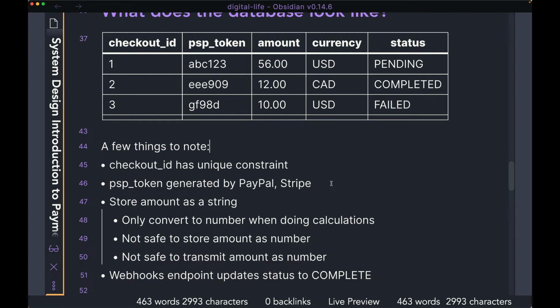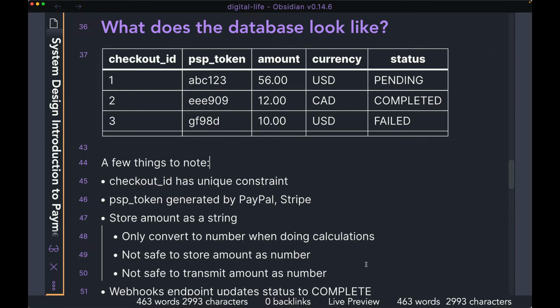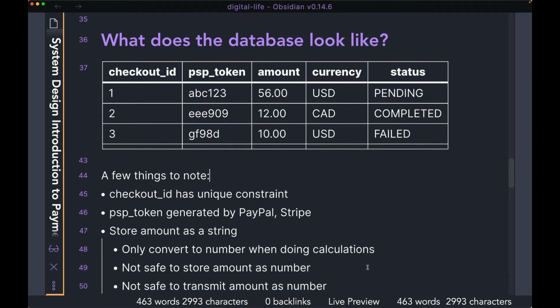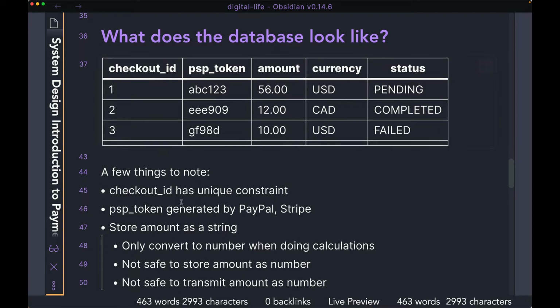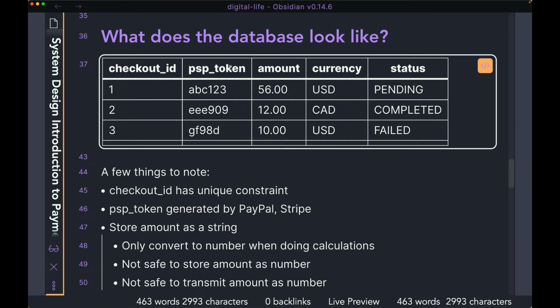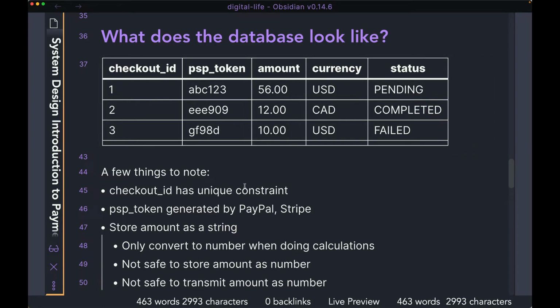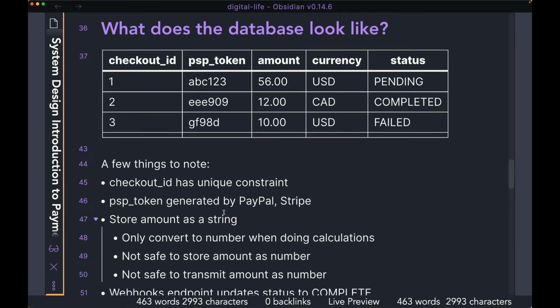All right, a few things to note about the schema of the database. Of course, over here, I just have this for example purposes, but some important things to consider. One is you can add a unique constraint on your checkout ID. This is going to make sure that every single checkout is unique. So whenever or for whatever reason you're trying to insert a row with the same checkout ID, it should give you an error. The next thing is the PSP token you see over here. That's generated by PayPal or Stripe, and it directly maps one-to-one with the checkout ID.